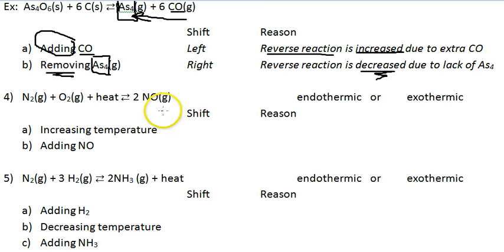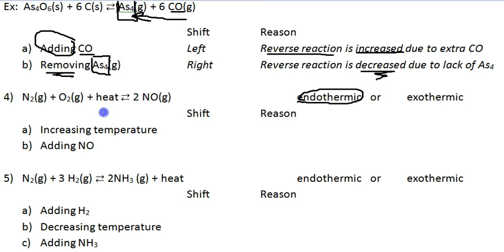So as we look at the next one together, the first thing we do is identify what type of reaction it is. So we look at the equation. Nitrogen plus oxygen plus heat gives us nitrogen monoxide. I ask the students where the heat is. They identify it properly as being on the left side. So we're putting heat into the reaction, so it's endothermic.